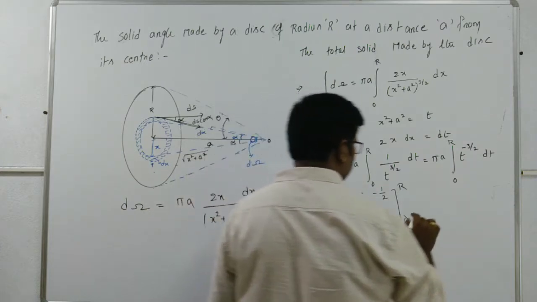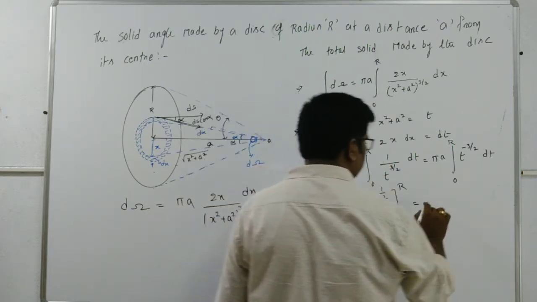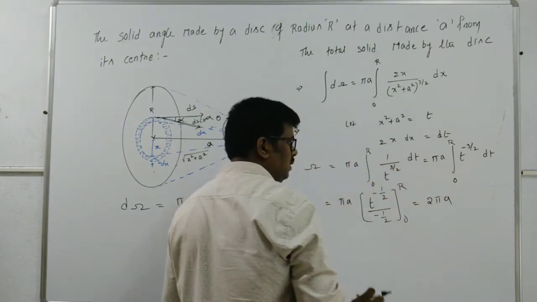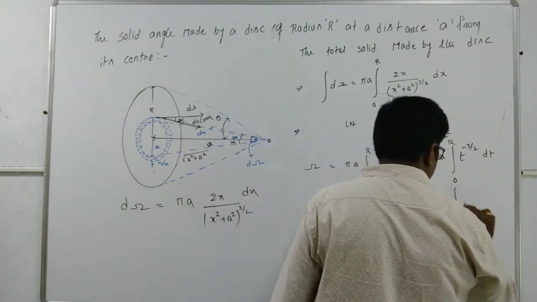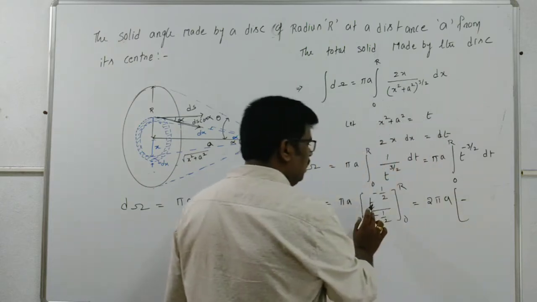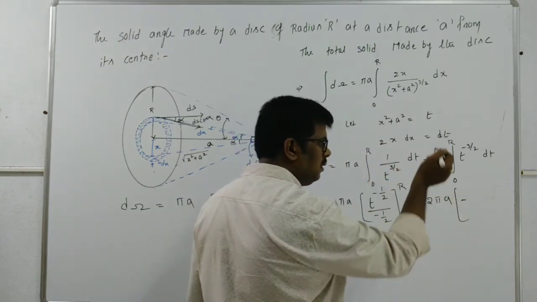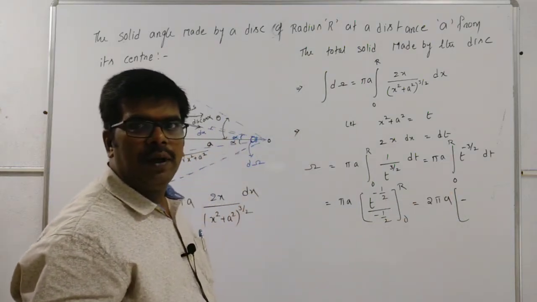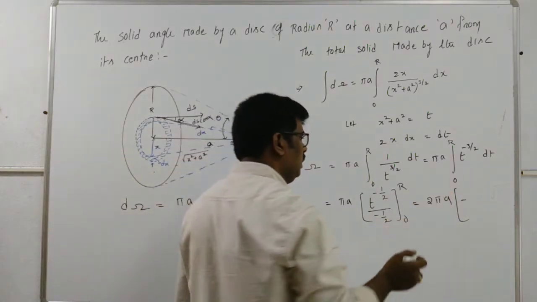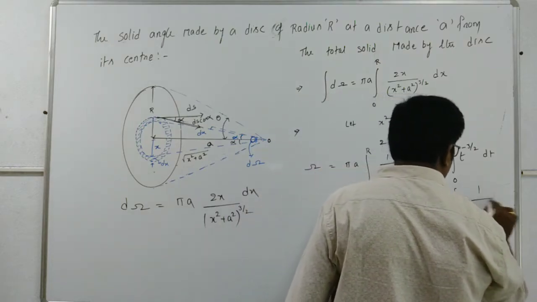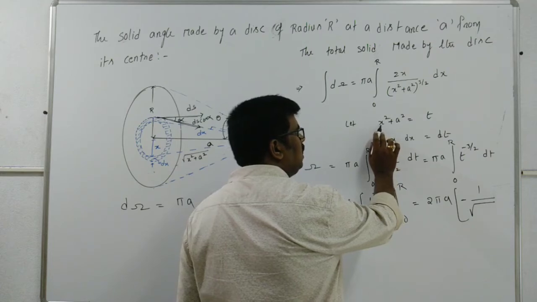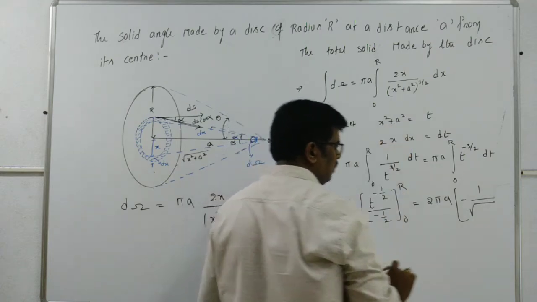Then the 2 comes to the numerator, so 2 pi a, and the minus sign is there. t power minus 1 by 2 can be written as 1 by t power 1 by 2, which means 1 by root t. So what is t actually? x square plus a square.